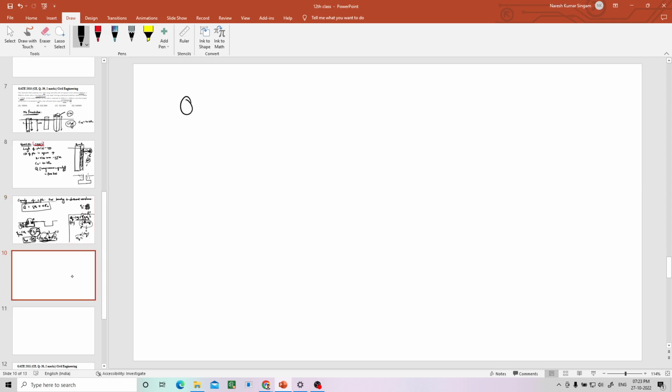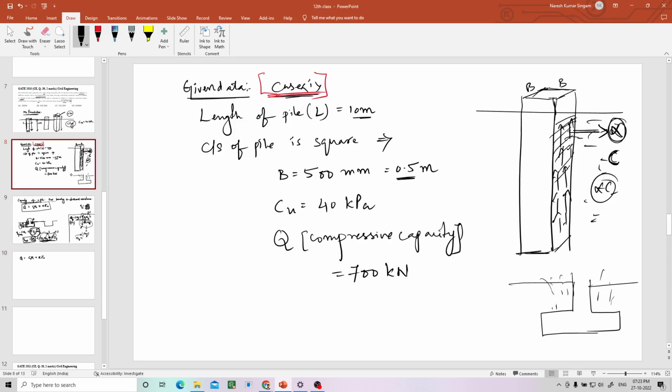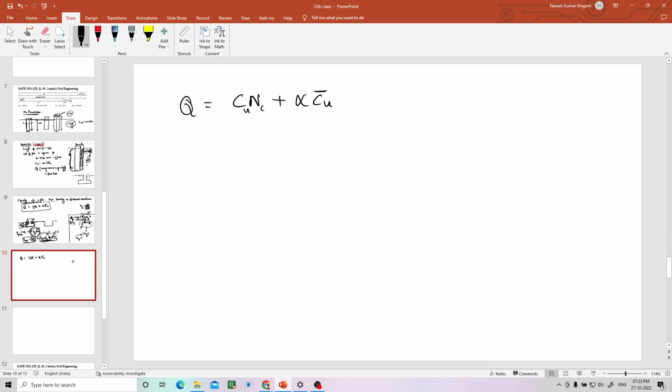Now q equal to Cu Nc plus alpha Cu bar actually, because you have to take the average Cu value over the depth. Anyway, it is homogeneous clay, so you will have the same single Cu value everywhere.